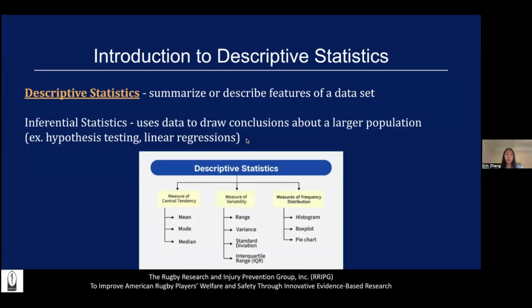So first, I'm going to go over what descriptive statistics are. They summarize and describe features of collected data, and they do this without making any conclusions about the population. So if you wanted to infer something about the larger population using your sample data, you would use inferential statistics. I'm not going to talk about that today, but we've already discussed inferential statistics a lot. Examples of that are hypothesis testing and linear regressions.